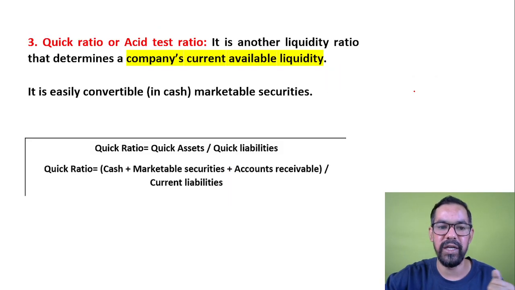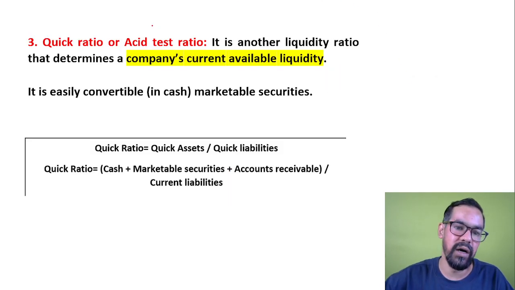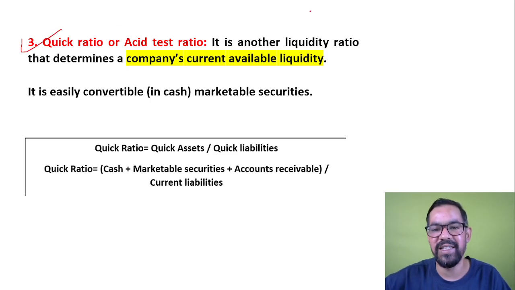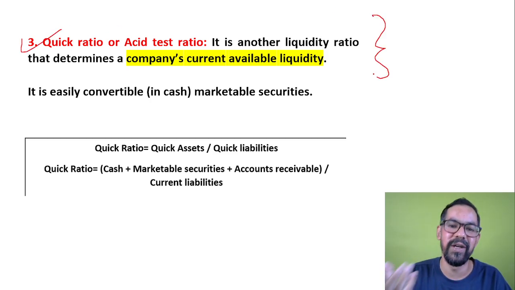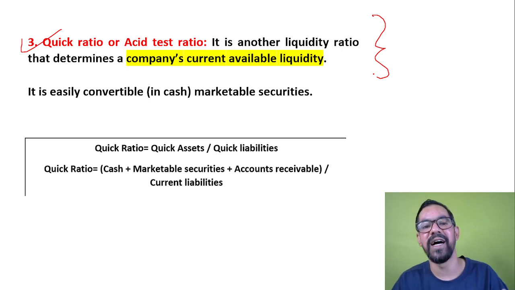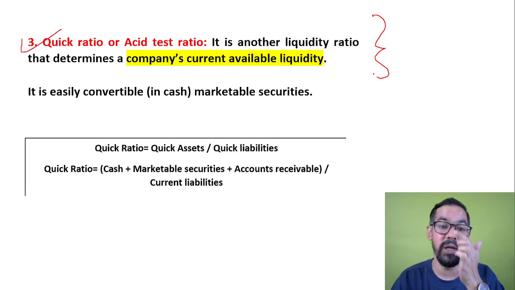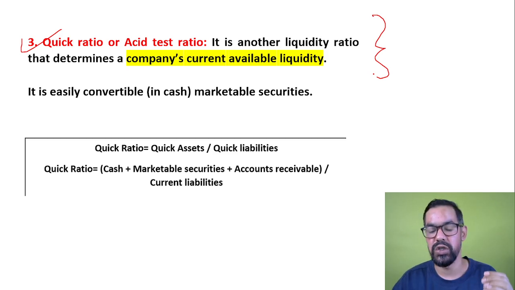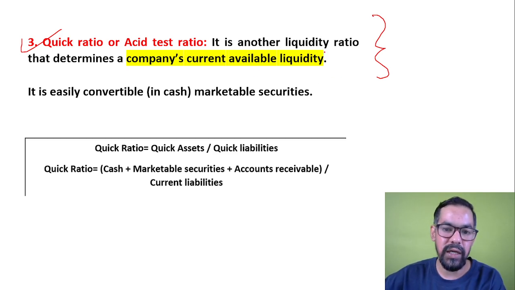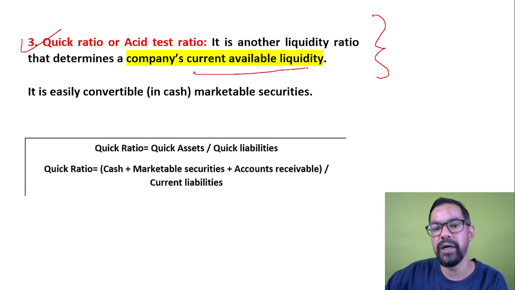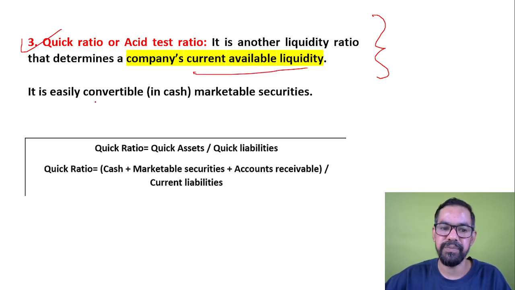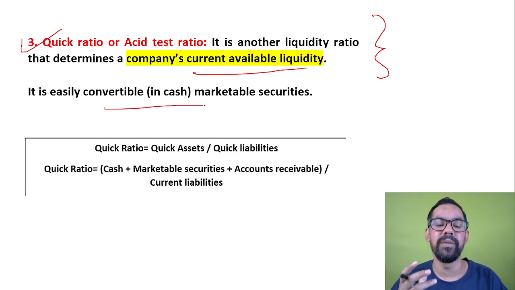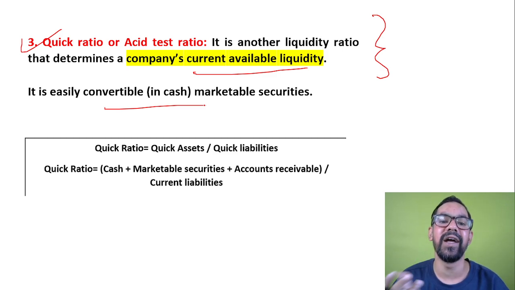Let's move to the next one: quick ratio, or acid test ratio. Many times examiners ask this question. This is one of the most favorite ratios, which interviewers also ask, or in examinations as well. Questions are asked based on the acid test ratio, also known as the quick ratio. It is another liquidity ratio that determines a company's currently available liquidity. Whenever we talk about liquidity, it means assets which can be easily converted into cash.